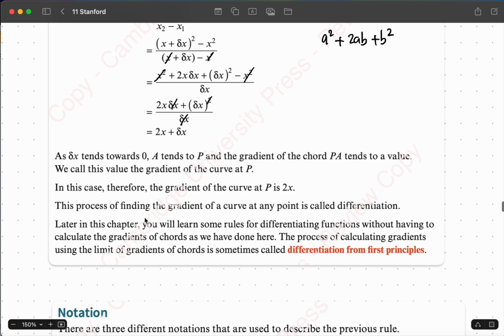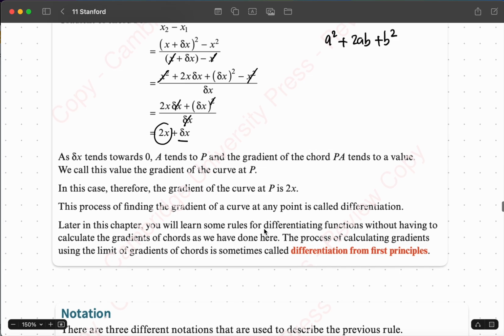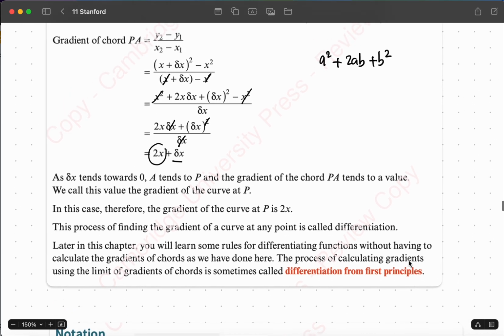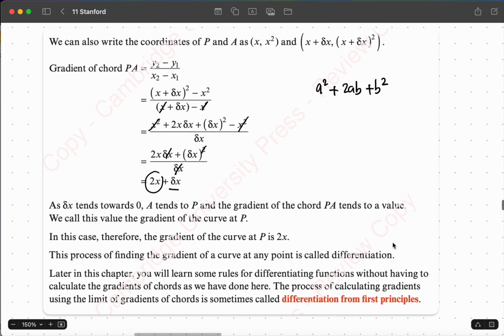Okay, so the process of finding the gradient of a curve at any point is called differentiation. Later in this chapter you will learn some rules for differentiating functions without having to calculate the gradient of the chord as we have done. So later on we don't need to do it like this. We just showed you how to find the gradient this way. The process of calculating the gradient using the limit of the gradient is sometimes called differentiation from first principles. So this is the first principle of differentiation itself.